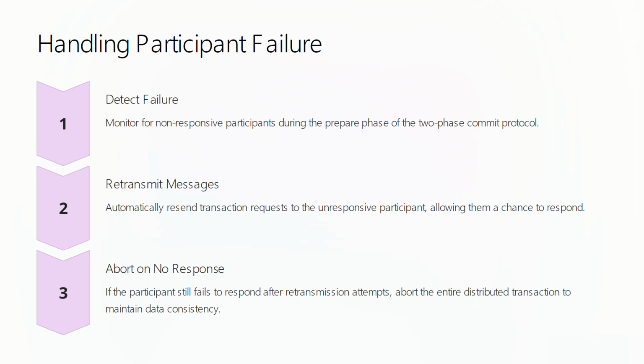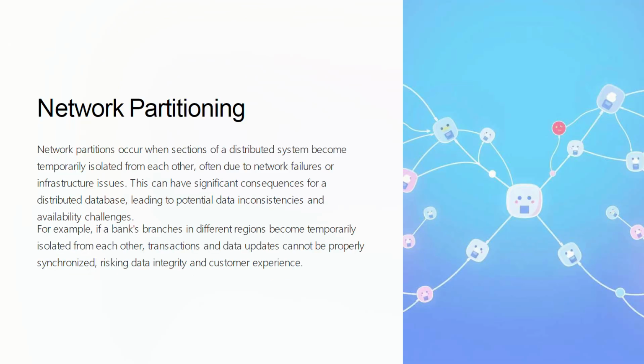Network partitioning is another critical issue in distributed systems, particularly in protocols like 2PC. This occurs when the network itself becomes divided into isolated parts, which means some nodes may be unable to communicate with others. In 2PC, network partitioning can prevent the coordinator from reaching all participants or vice versa.